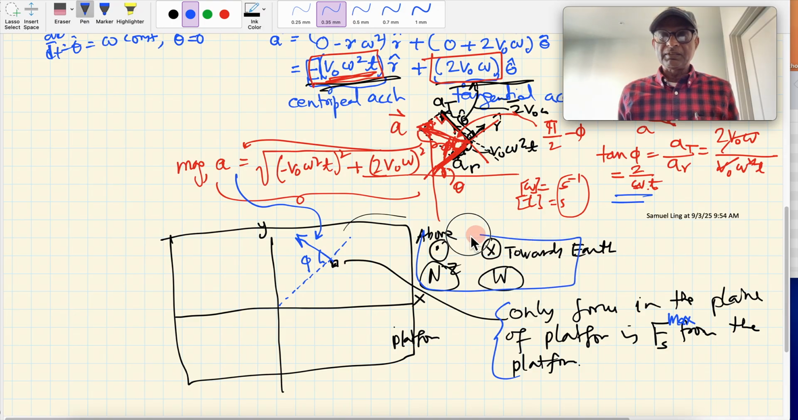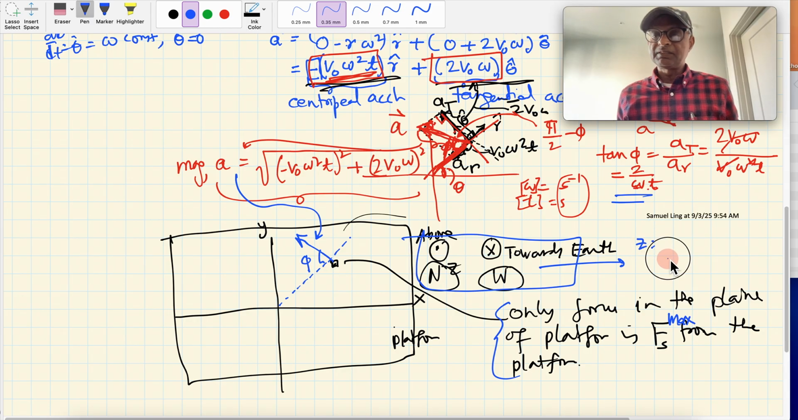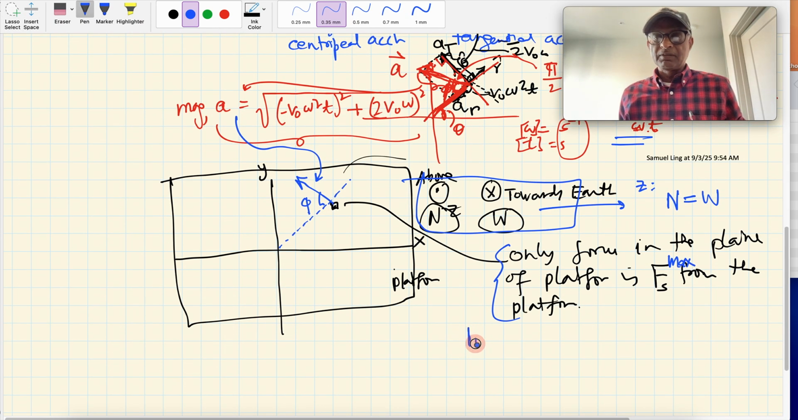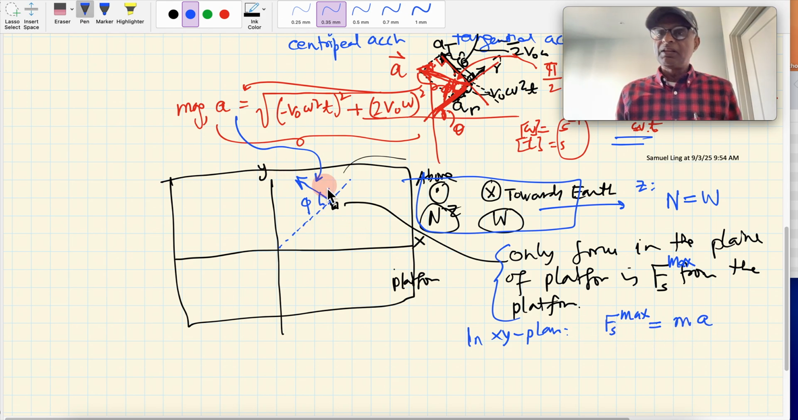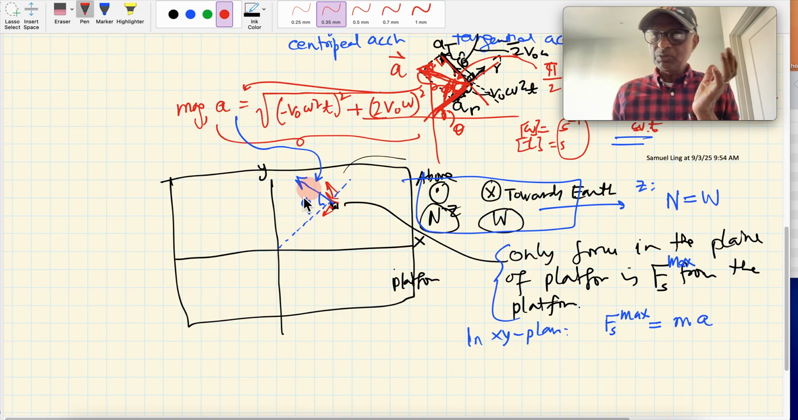So when we look at this direction, the z direction just gives me normal force equals weight. And in the xy plane, we get Fs max must be equal to ma. Of course, it would be very hard to figure out which way the static friction is. Is the static friction this way, that way? I don't know. It could be anywhere in the plane.